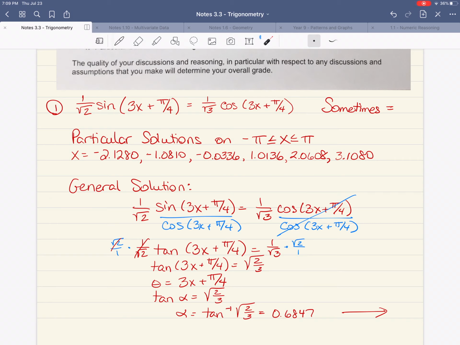All right, remember the steps from here. Theta is always the bracket. And then you set the right-hand side equal to tangent of alpha because the left-hand side is tangent. If this was a cosine, you would put cosine of alpha. So tangent of alpha equals the radical. So alpha equals the inverse tangent of the radical, which is this decimal right here.